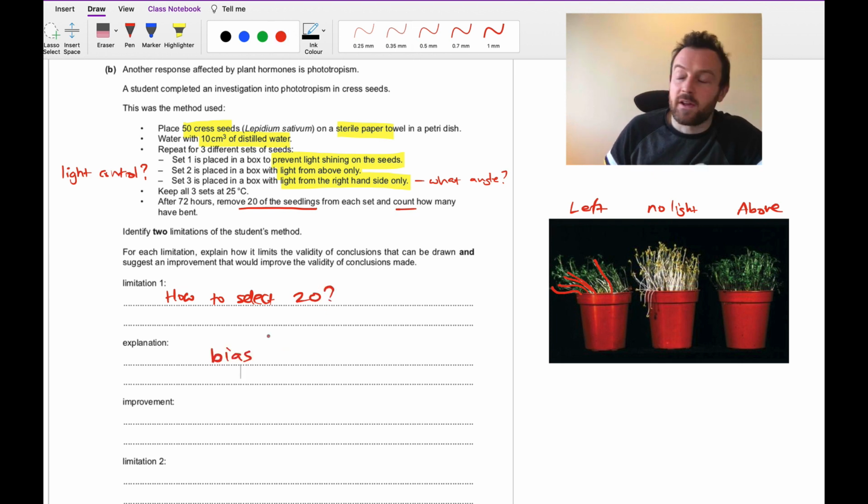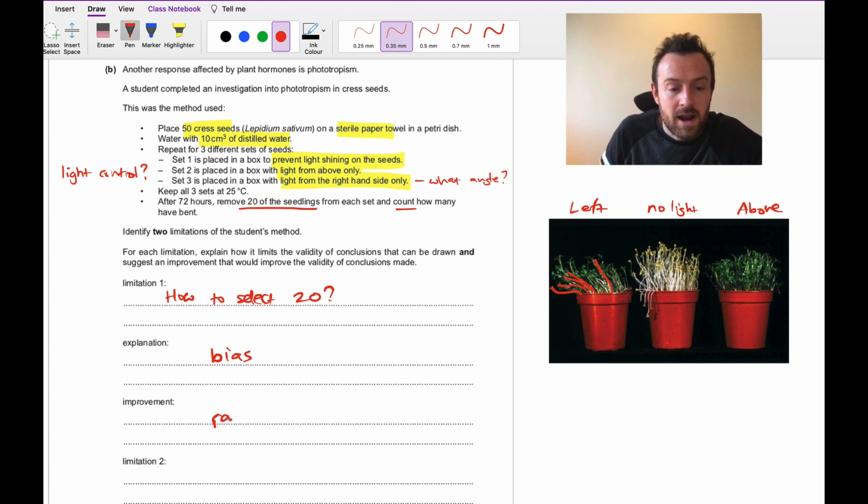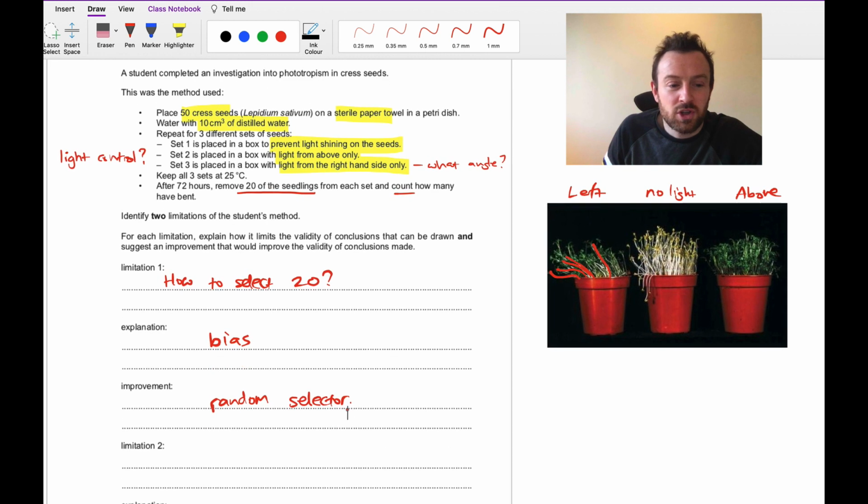Explanation: we just elaborate on the idea of bias, and you might be picking the most bent ones. An improvement: we could use some sort of random selector. Somehow, you'd have to number all the seedlings and then use a random number generator, I guess. That's how you could do it.